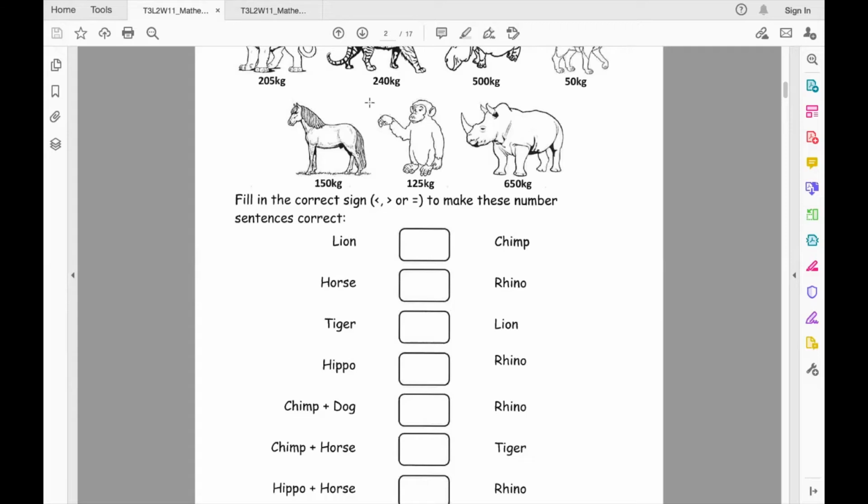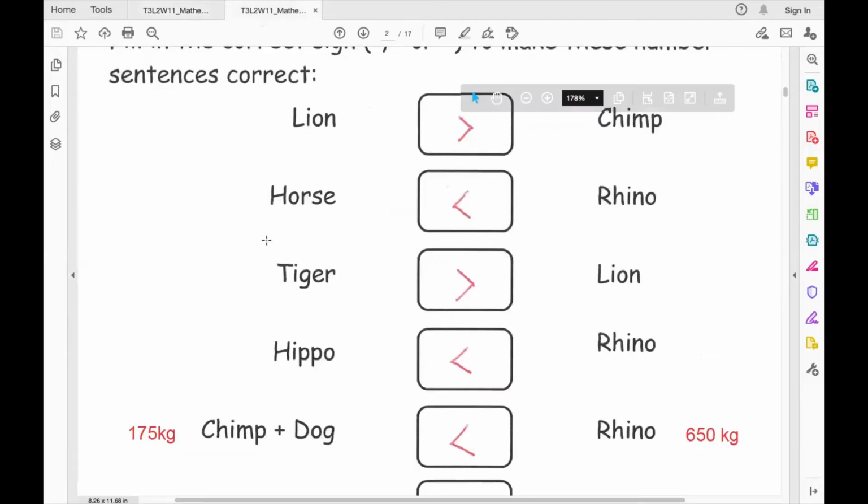Right, let's go through that one. So the chimp plus dog, what symbol should we put there? We should have found out that the chimp plus the dog is 175 kilograms. Now our rhino weighs 650 kilograms. That means our rhino is bigger, weighs more, so our crocodile mouth should be facing the rhino. And this number sentence means the chimp and the dog is less than the rhino.